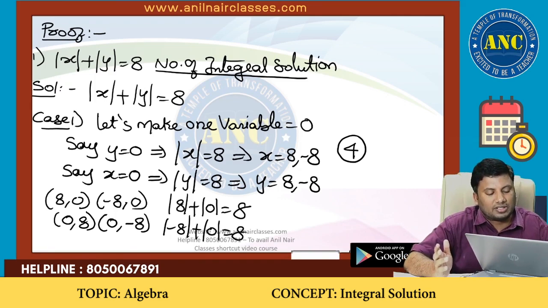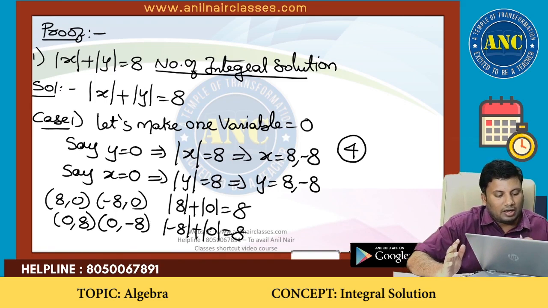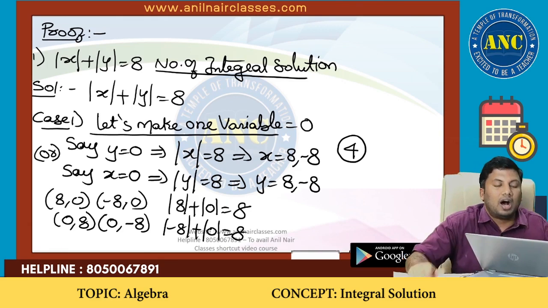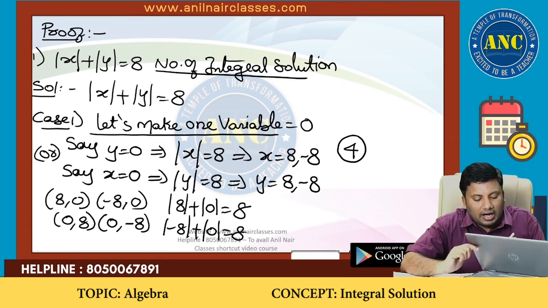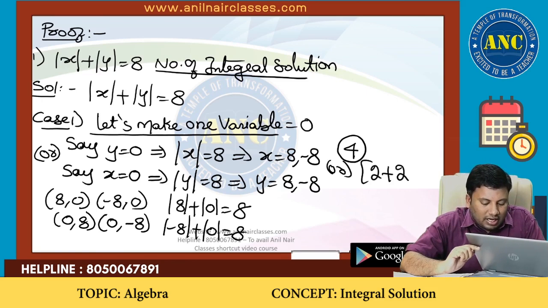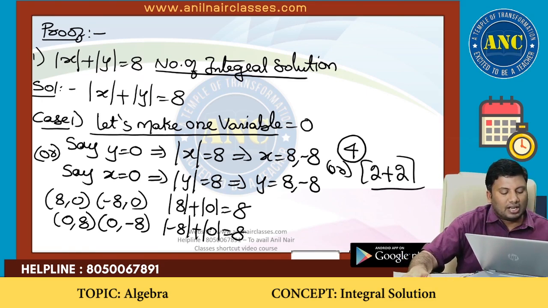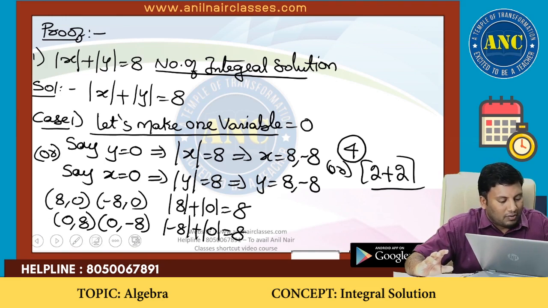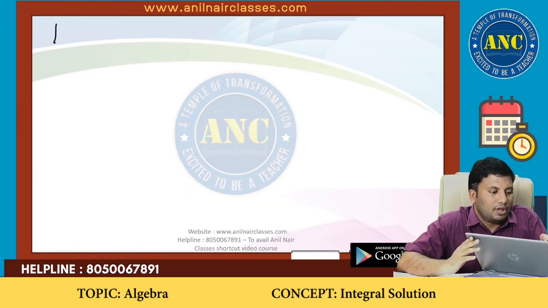Modulus always gives a positive value. Let's make one variable equivalent to 0. Either it can be y = 0 or x = 0. So here 2 cases and here 2 cases. 2 plus 2 is nothing but 4. I hope the idea is clear. Case 1 is: let's make one variable equivalent to 0, |x| + |y| = 8.